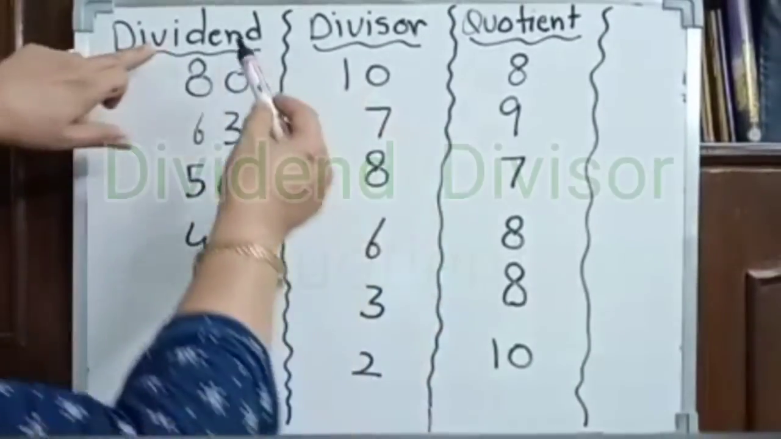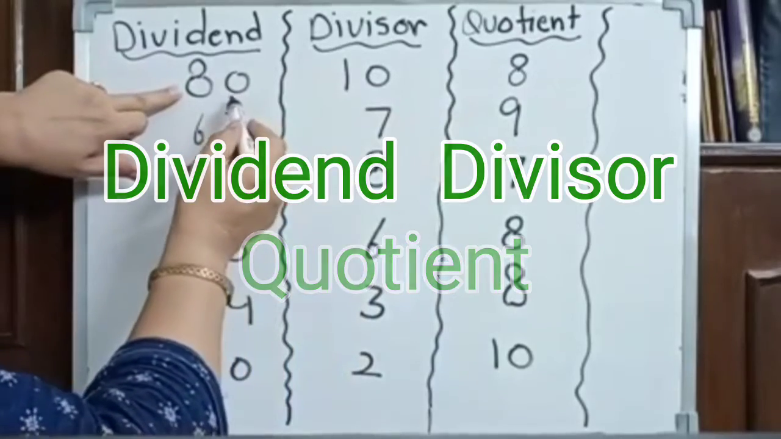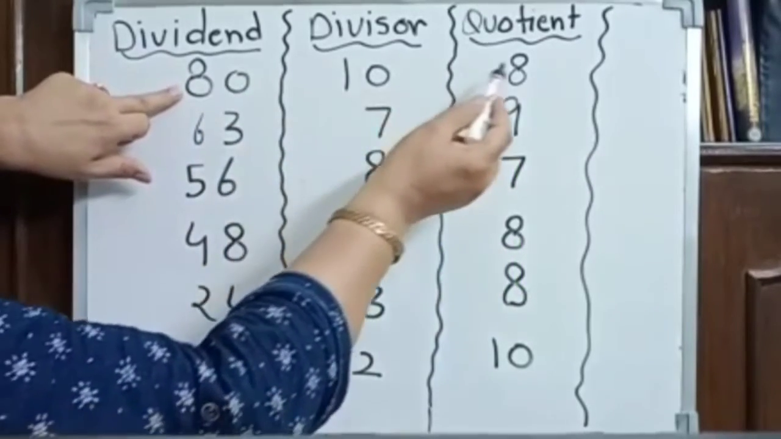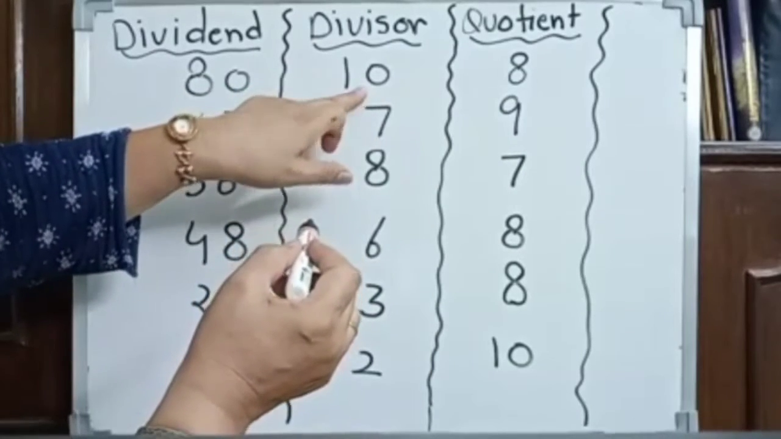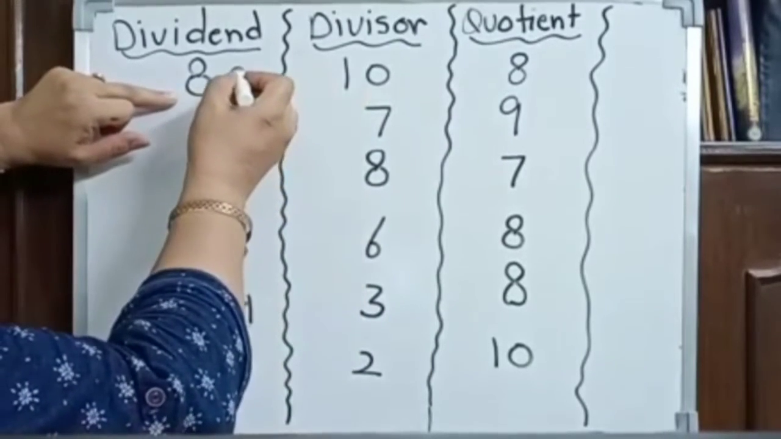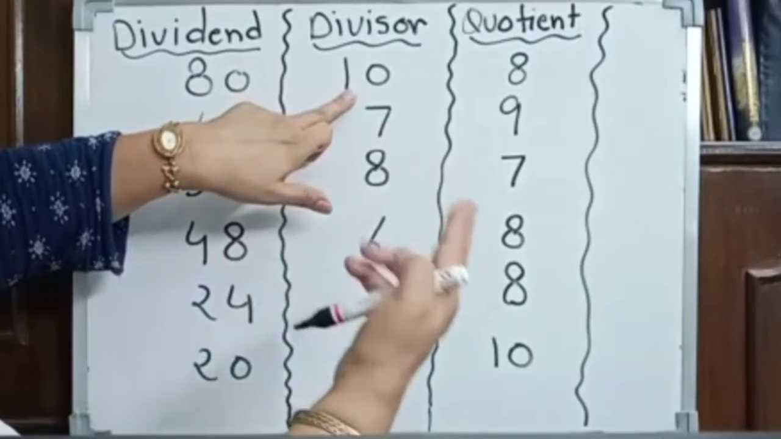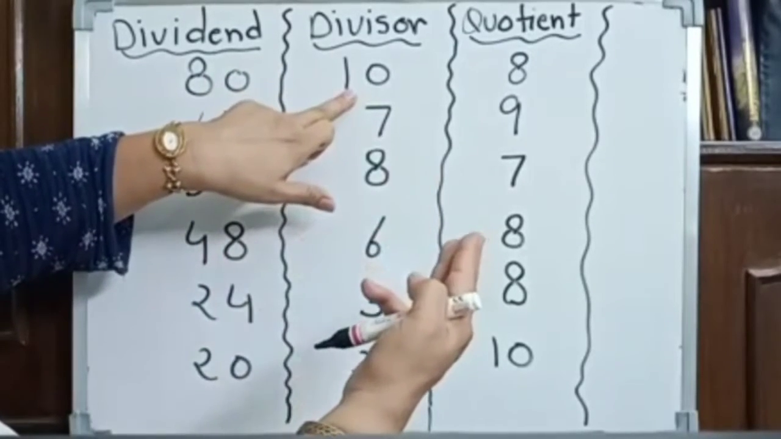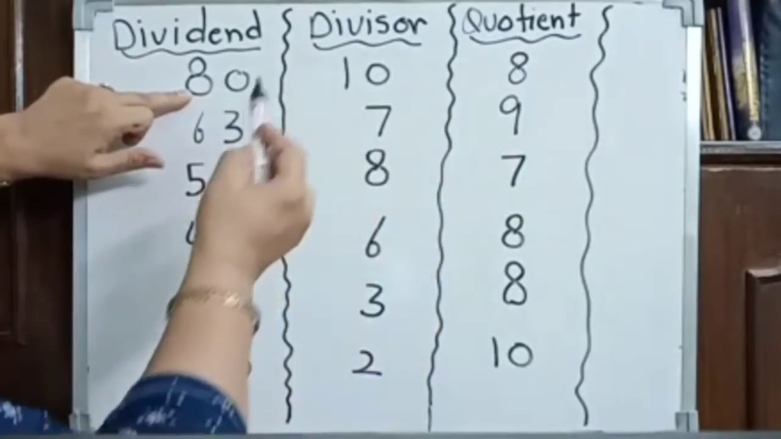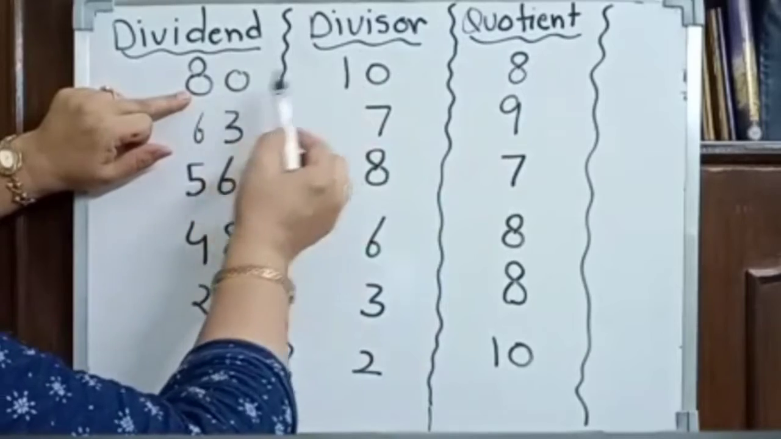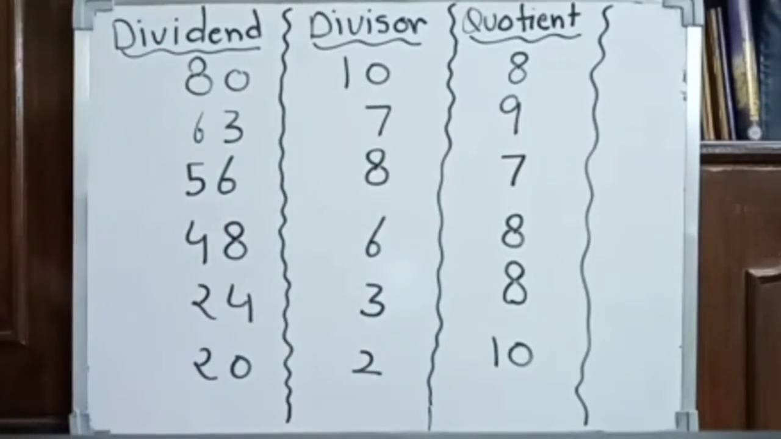Here we have dividend, divisor, quotient, which means 80, 10, 8. We have to count the table of 10 till 80 is there. Now table of 10, 10 ones are 10, 10 twos are 20, 10 threes are 30, like that. 10 eights are 80. So 80 is dividend, 10 is divisor, and 8 is quotient.